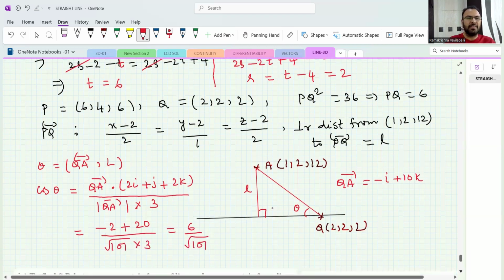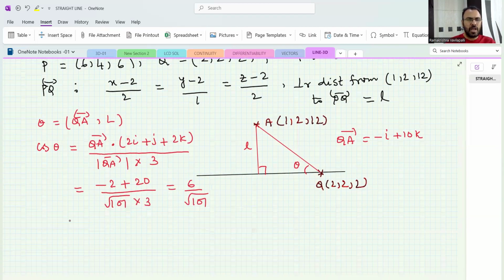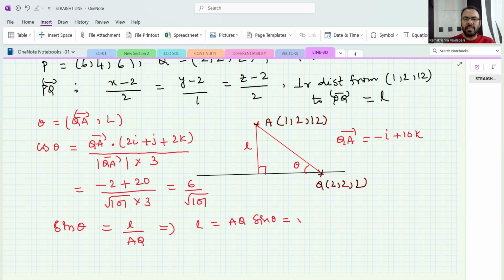We want to find the perpendicular distance. So now sin theta is equal to L by AQ, which implies L is equal to AQ into sin theta. AQ length is root 101, into root of 1 minus cos square theta, that is 1 minus 36 by 101. So L is equal to root 65. This implies L square is equal to 65.